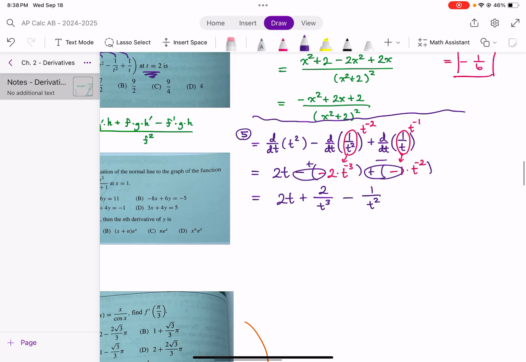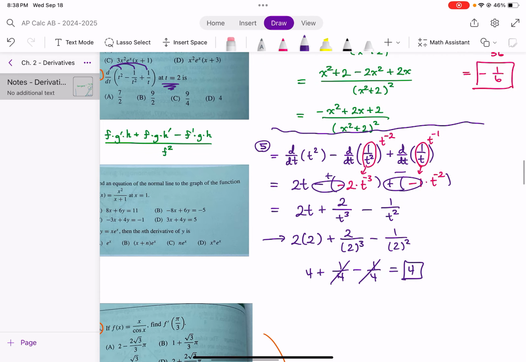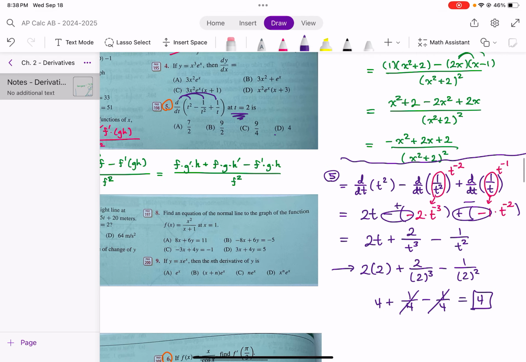Cool. So now I plug in 2. I get 2 times 2 plus 2 divided by 2 cubed minus 1 over 2 squared. So 4 plus 1/4 minus 1/4. All right, so these cancel. We get 4. What do you know? Sure enough, that is an answer.